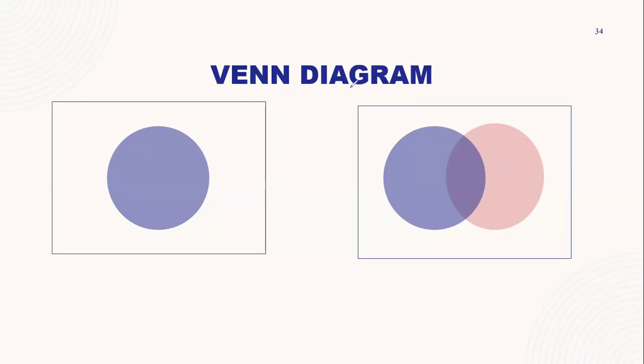What is a Venn diagram? A Venn diagram contains some rectangular boxes and some circles inside it. It may be possible that there is one circle, two circles or three circles. Maximum in our books we have seen three circles, but it is not fixed at three circles. It can be more as well. So what does this circle represent and what does the rectangle represent?